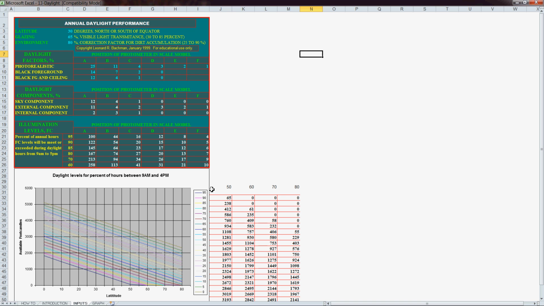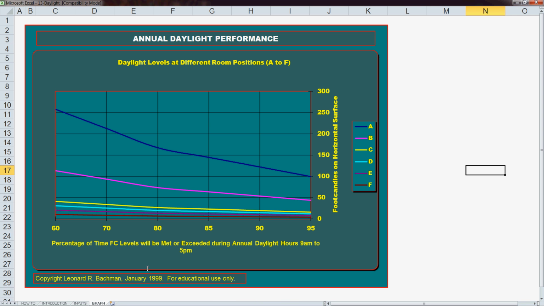And then finally, to depict that for the task positions, the percentage of time illumination levels will be exceeded, and here you see those illumination levels. That's all for daylighting performance.